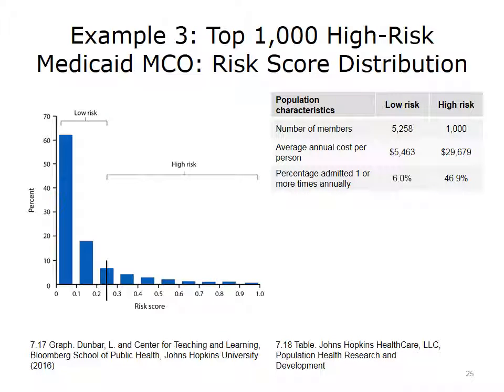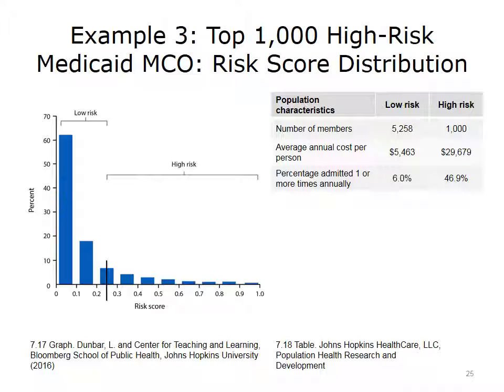In this particular program, they just wanted to identify the highest and lowest risk members. If you remember from our previous example, they had low risk, moderate, or medium risk, and high-risk patients.